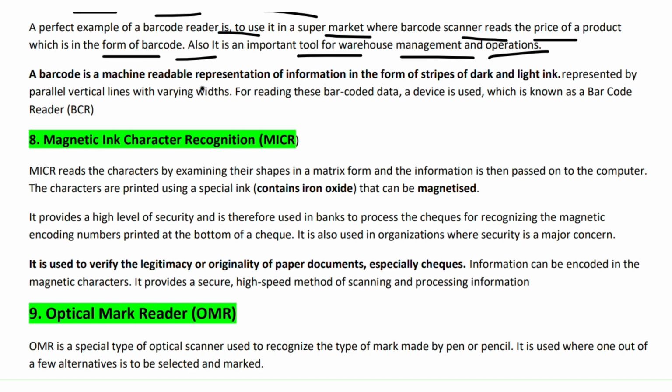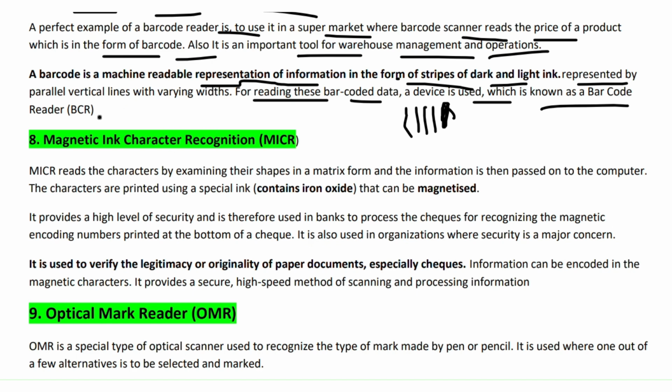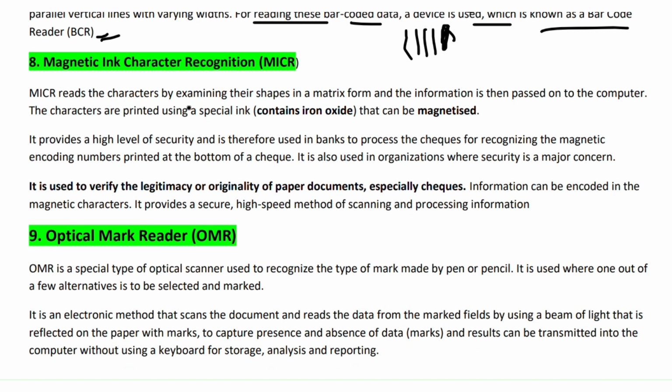ठीक है, a barcode is a machine readable representation of information in the form of strips of dark and light ink represented by vertical lines. ऐसे होता है barcode, ऐसे सीधे सीधे लाइन्स होते हैं, थोड़ी मोटी होती है लाइन, ये जो लाइन होती है ना थोड़ी थिक होती है लाइन. ठीक है, ऐसे बारकोड्स होते हैं विद वैरिंग विड्थ्स फॉर रीडिंग दिस बारकोड. डाटा डिवाइस इज यूज्ड विच इज नोन एज अ बारकोड रीडर, BCR इसको बोलते हैं.